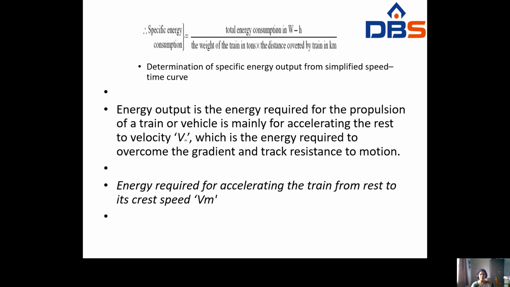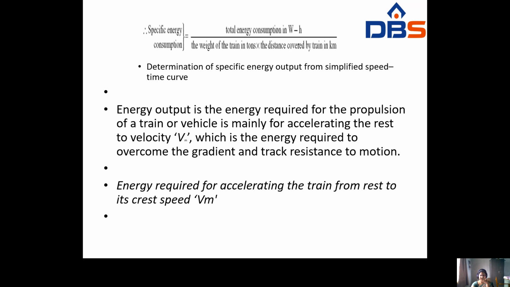Okay, so next you have the determination of specific energy output from the simplified speed-time curve. In the previous lecture we discussed the simplified speed-time curves, those are the trapezoidal speed-time curves and the quadrilateral speed-time curves. From those simplified speed-time curves, here you have to find out the specific energy output.